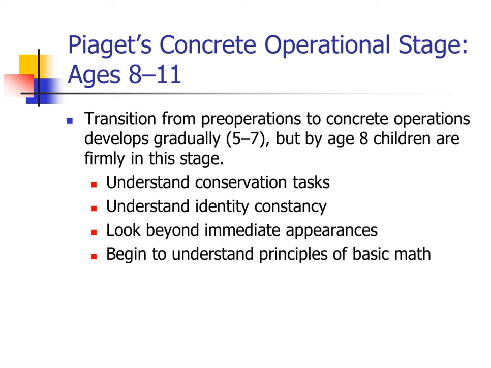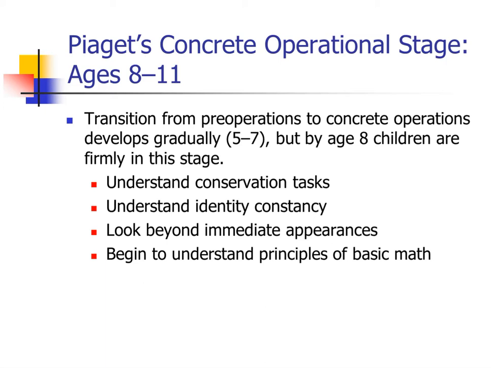A couple of the other things that I want to talk about, back at the first stage and going into this stage, are animism, artificialism, and egocentrism. We already talked a little bit about animism, which is that they believe that inanimate objects are alive. So it's really how they're starting to judge things.